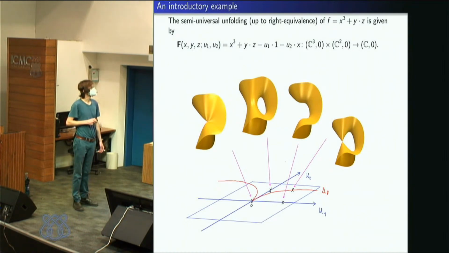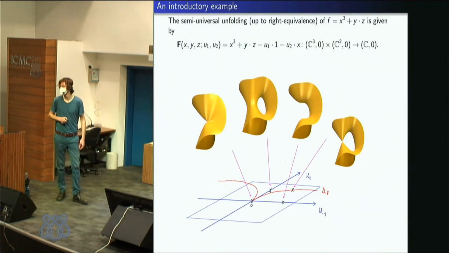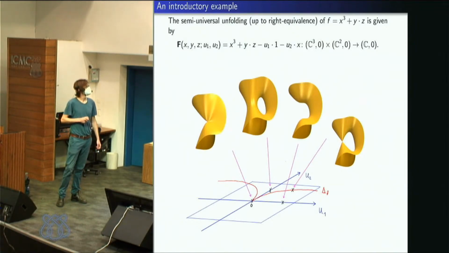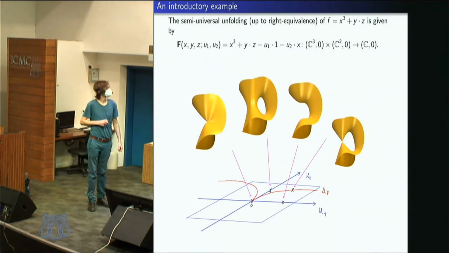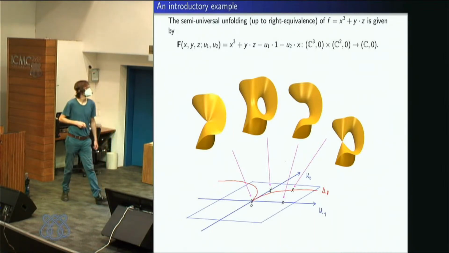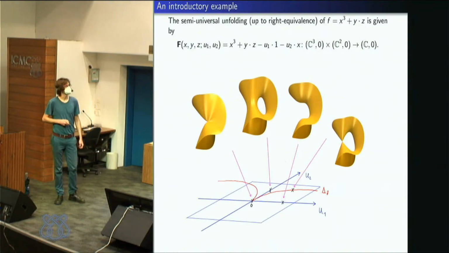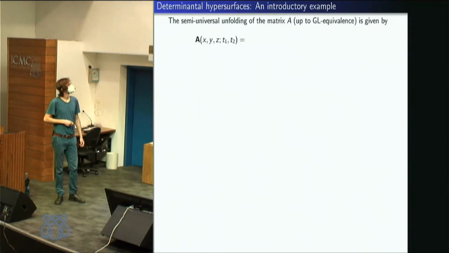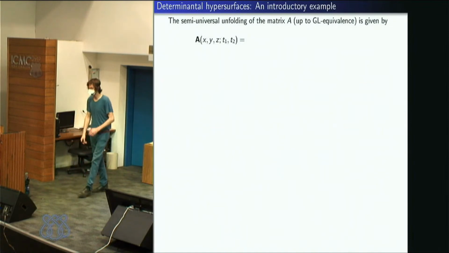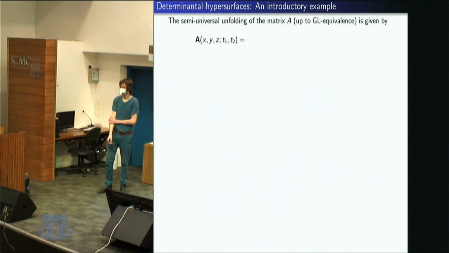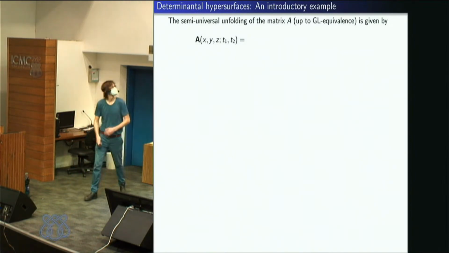And you have a set of special points, namely the discriminant, where you have singularities. In this case, here you have an A1 singularity in every fiber over this discriminant delta F. We have been computing these discriminants in the computational lectures. So let's compare this to the semi-universal unfolding of the matrix up to GL equivalence.